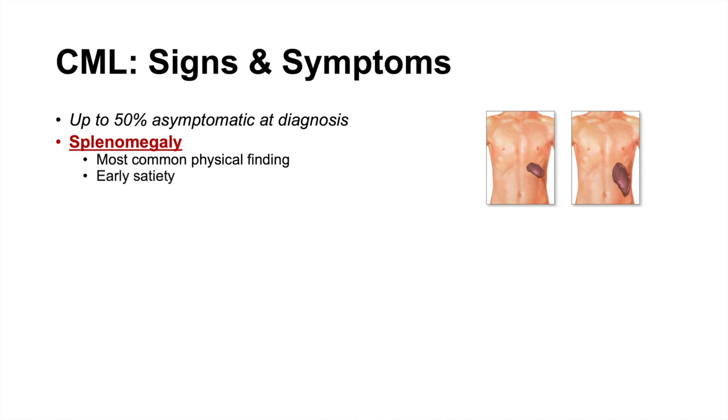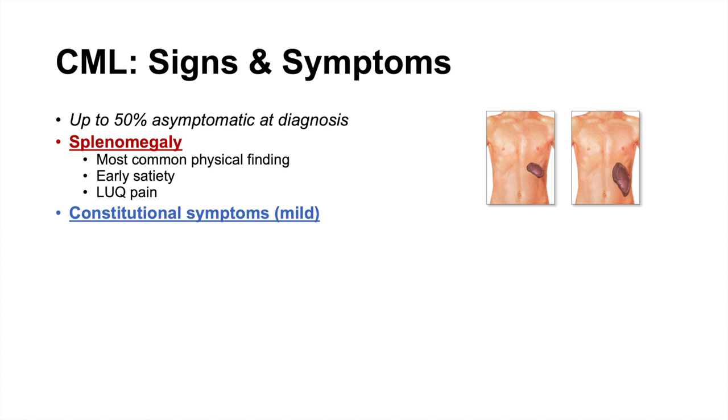And it presents with early satiety, so they get full a little quicker than they used to. So you can imagine if you're having an increased spleen, it starts to push up against your stomach and you can't eat as much. That's why you get early satiety. And you also can get left upper quadrant pain simply because of the enlarging of the tissue.